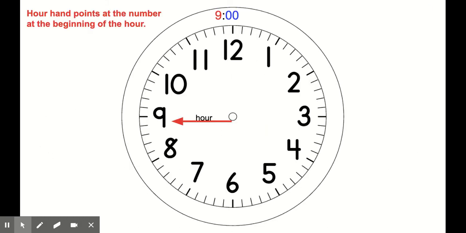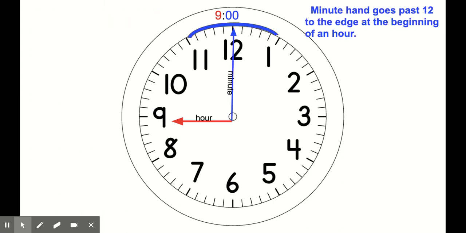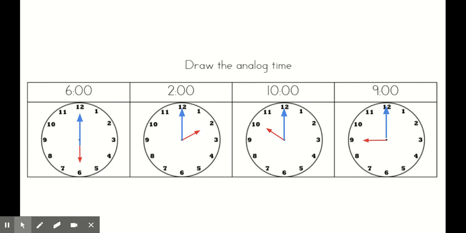And then 9 o'clock. The hour hand points straight at the number 9, and the minute hand points straight up at 00. The minute hand goes past the 12 at the edge when you're at the beginning of an hour, and 9 o'clock is the beginning of an hour. So those are those labeled on your sheet.